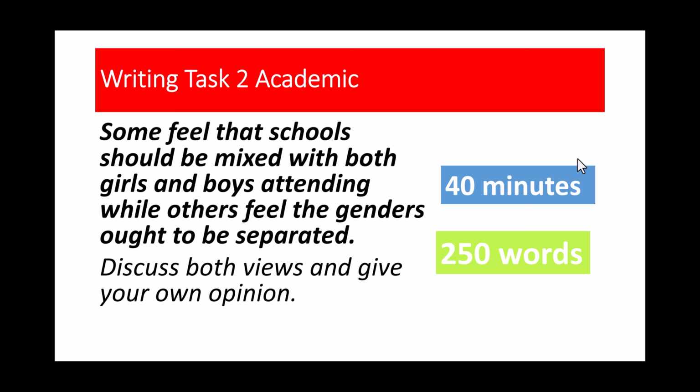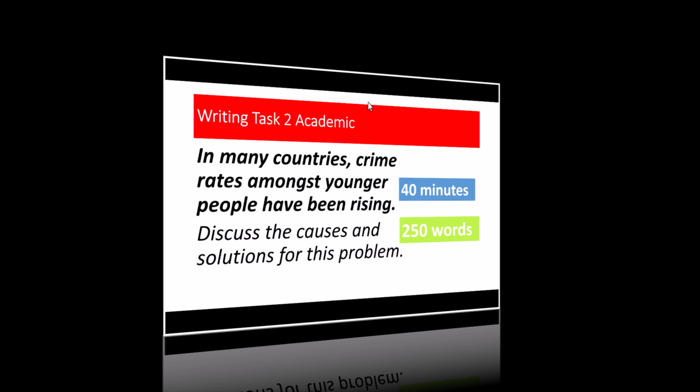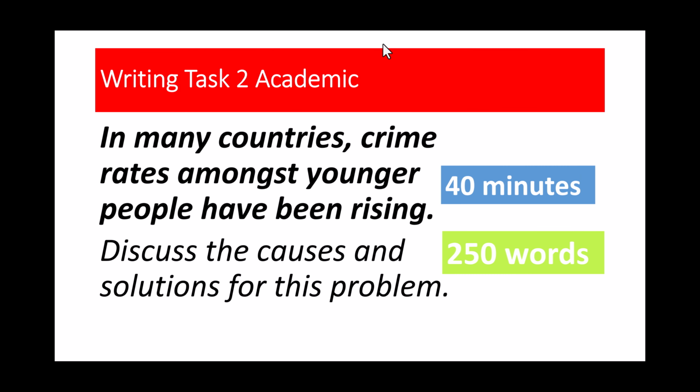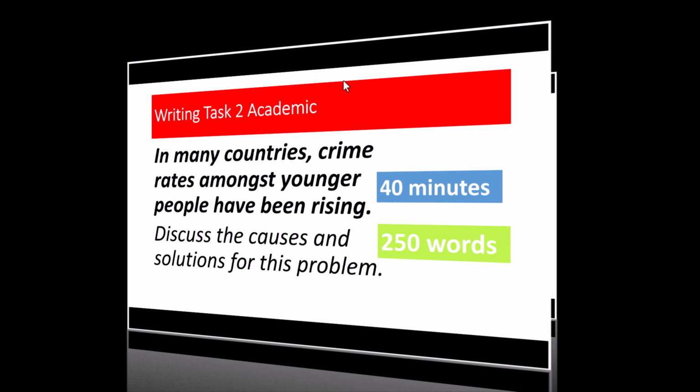Some feel that a school should be mixed with both girls and boys attending, while others feel the genders ought to be separated. This is the topic, and after that, the instruction or the question. Discuss both views and give your own opinion. In many countries, crime rates among younger people have been rising. Discuss the causes and solutions for this problem. So we should both write about causes and also solutions.